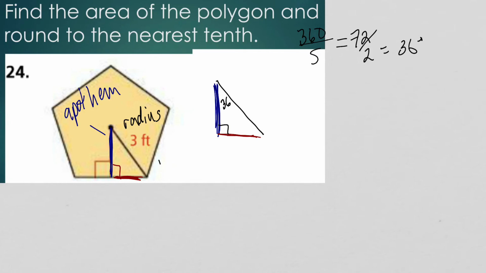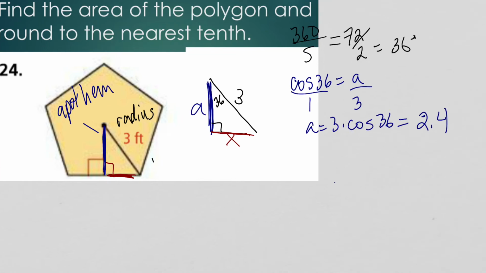The radius was 3. All right, so I still need to find my apothem, and I need to find this length here and double it. So let's go ahead and use 36. Let's find the apothem first, the A. So A is adjacent to 36. 3 is the hypotenuse. So that's cosine. So cosine of 36, adjacent over hypotenuse. When I cross multiply, I get 2.4 is my apothem.